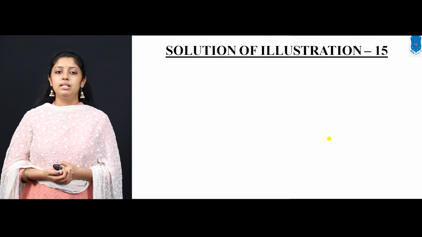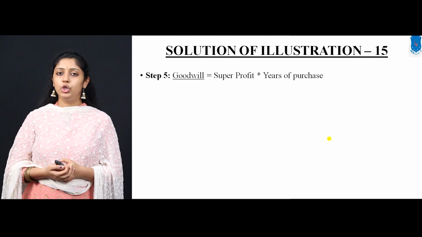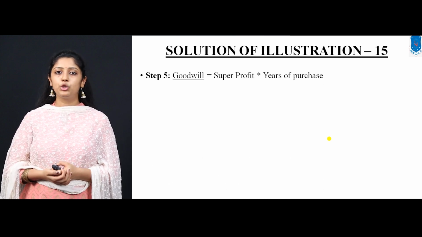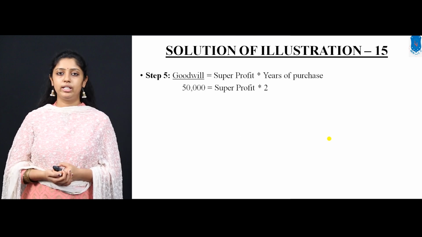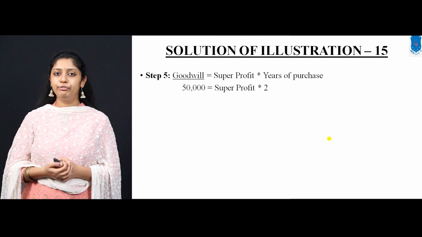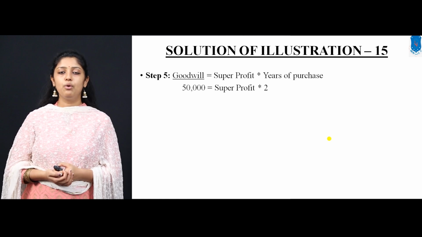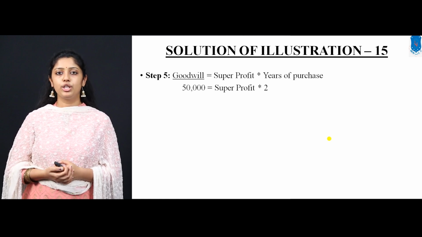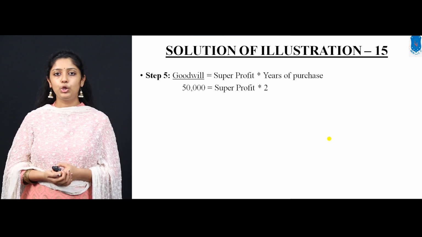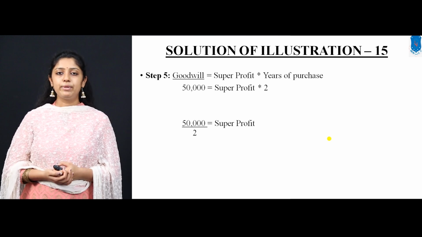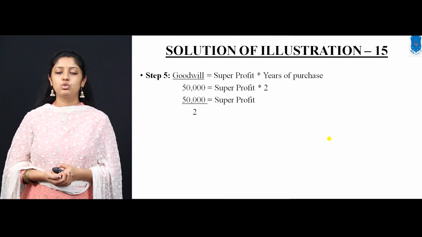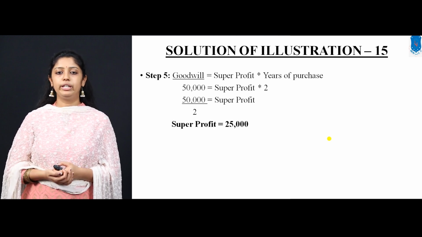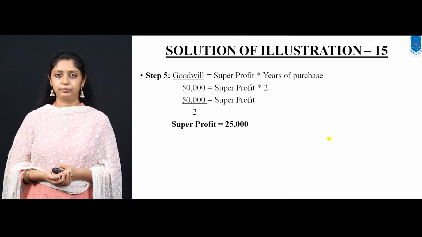Next one, step number 5. Goodwill, that is super profit into years of purchase. Now in the question they have already given us the amount of goodwill, which is 50,000. So 50,000 is equal to super profit into years of purchase, already given as 2 years. So next step is 50,000 divided by 2 will give us super profit. So our final answer of super profit is rupees 25,000.